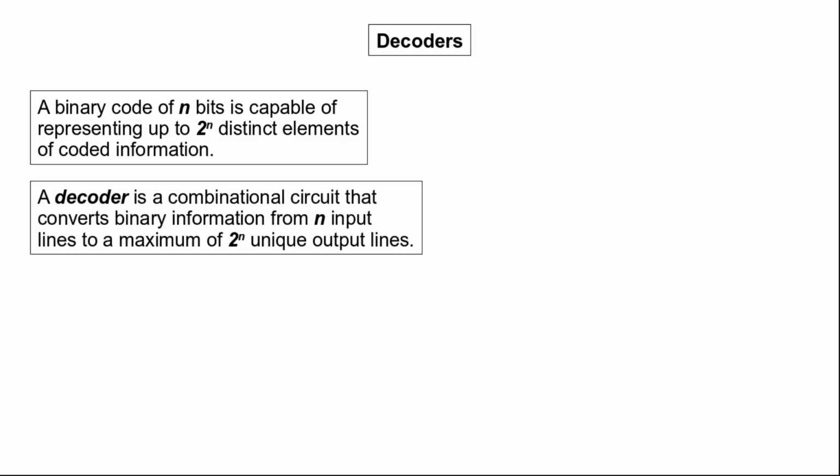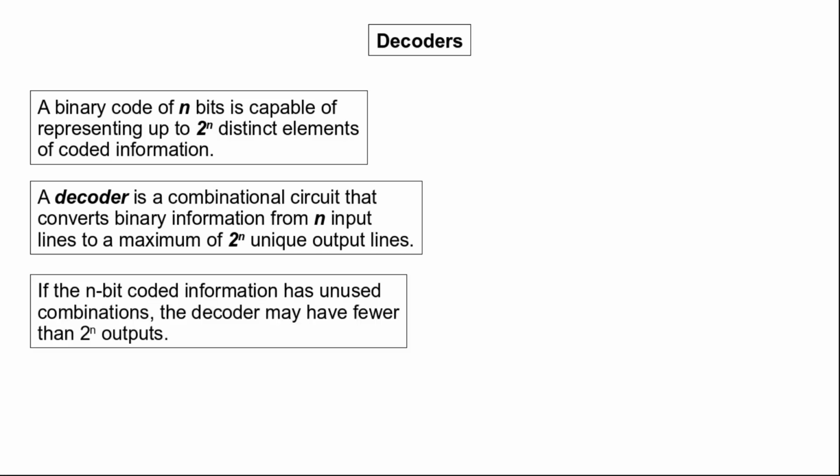A decoder is a combinational circuit that converts binary information from n input lines to a maximum of 2 to the power n unique output lines. So a decoder has n input lines and a maximum of 2 to the power n outputs. If the n-bit coded information has unused combinations, the decoder may have fewer than 2 to the power n outputs.